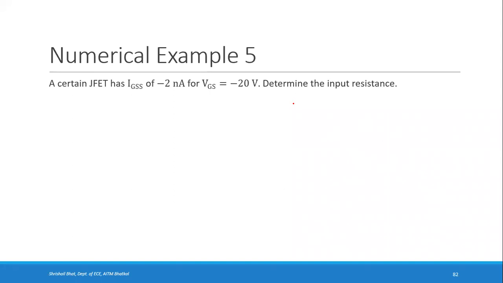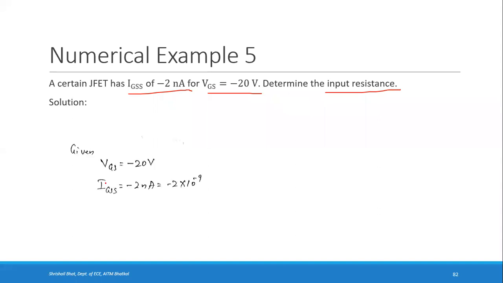Next, there is another question. You are asked to find the input resistance. You are given IGSS of minus 2 nanoamps and VGS of minus 20 volts. So write the given things. VGS is minus 20, IGSS is minus 2 nanoamps. So minus 2 nanoamps is minus 2 into 10 raised to minus 9 amps.